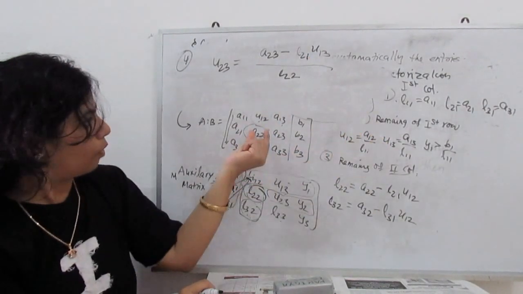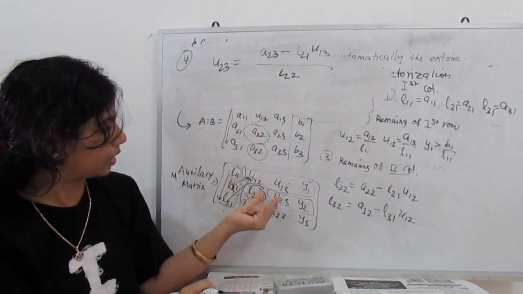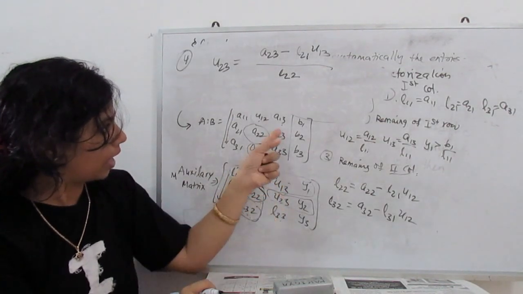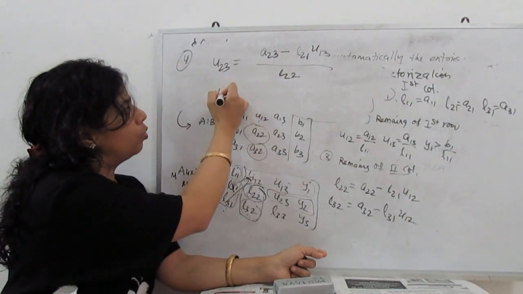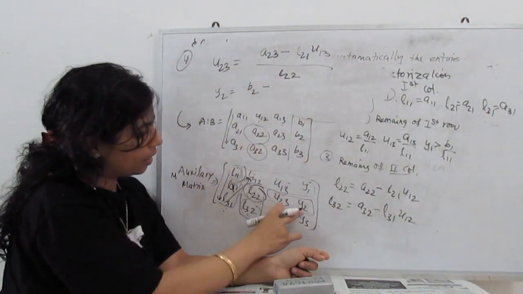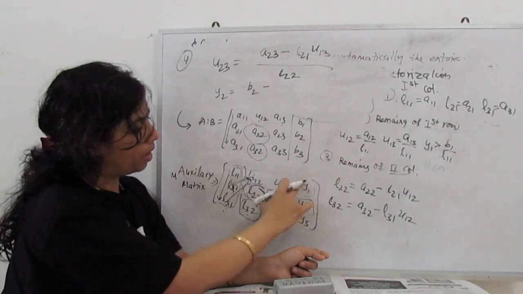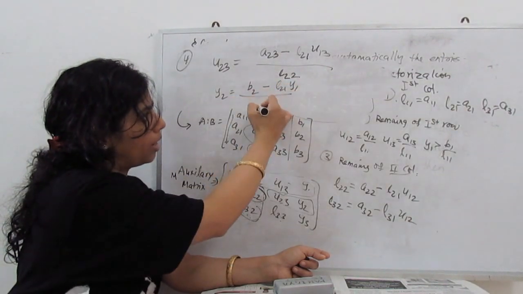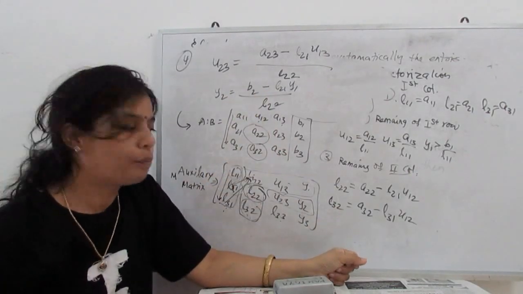For the first row there is no element to subtract, so it is just this element divided by this element. But this time it is this element minus this time this, divided by this. And for y2 it is the same pattern: y2 is b2 minus L21 y1, divided by L22. Clear? So this is the fourth step; we have to find this row.